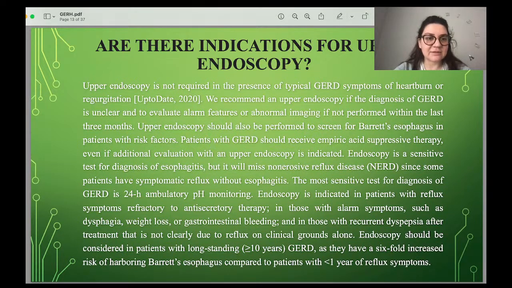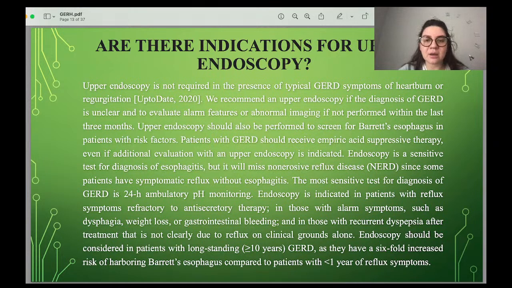Endoscopy is a sensitive test for diagnosis of esophagitis, but it will miss non-erosive reflux disease, since some patients have symptomatic reflux without esophagitis. The most sensitive test for diagnosis of gastroesophageal reflux disease is 24-hour ambulatory pH monitoring. Endoscopy is indicated in patients with reflux symptoms refractory to anti-secretory therapy.